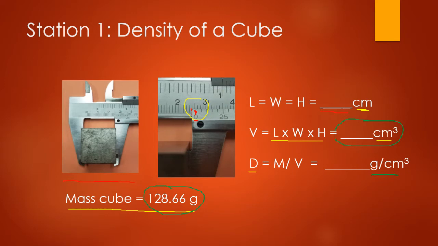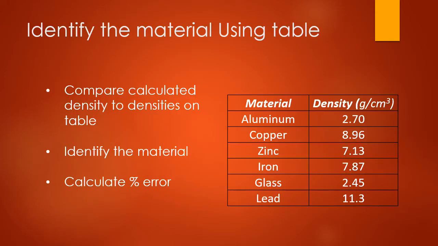The reason we're trying to calculate the density of this cube is because we're trying to figure out what material the cube is made out of. For the last question, it asks you to identify the material and calculate the percent error. So how do you know what material the cube is made out of? Well, you take the density that you calculated on the previous slide, and you compare it to the densities in this table.